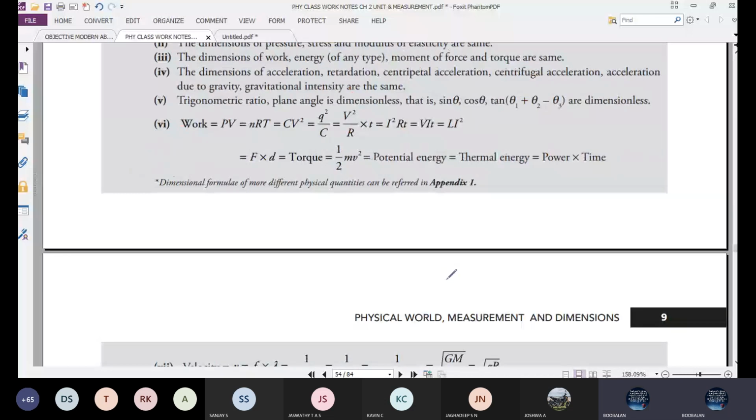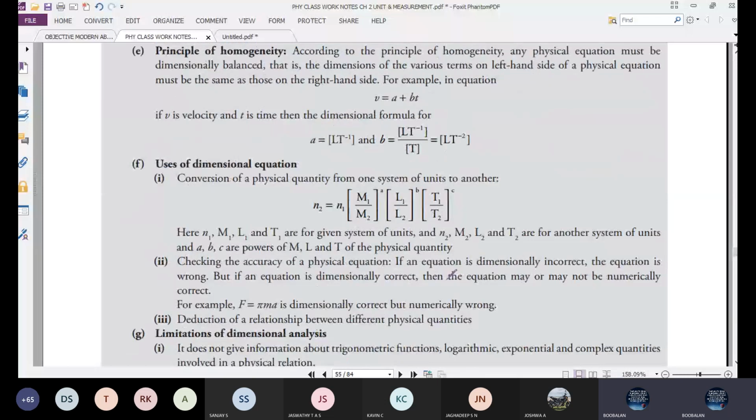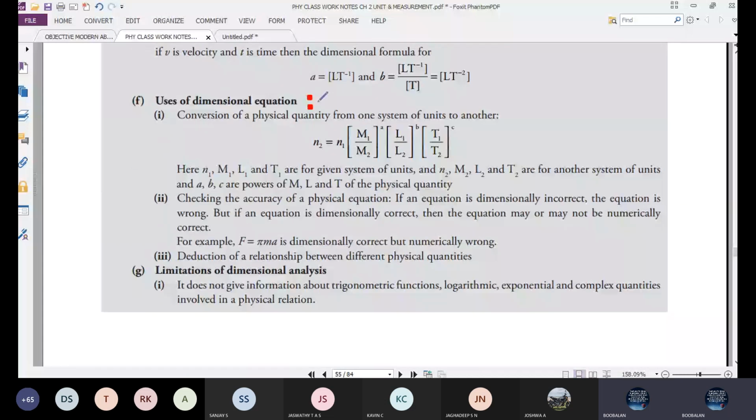Next, the uses of dimension formula. Conversion of a physical quantity from one system of unit to another system. Formula: N2 equal to N1, M1 divided by M2 whole power a, L1 divided by L2 whole power b, T1 divided by T2 whole power c. The next is checking the accuracy of a physical equation. This is the one example we have done. The next one is the deduction of relations between different physical quantities. We'll do these two after.